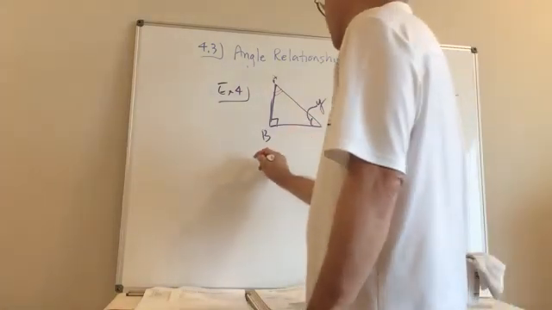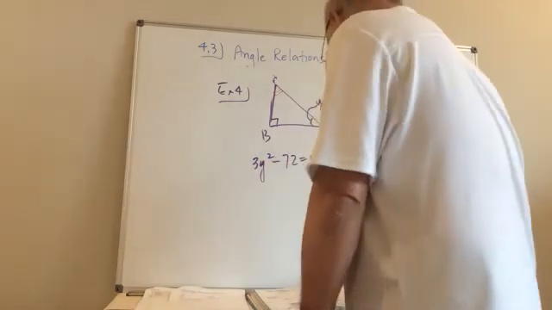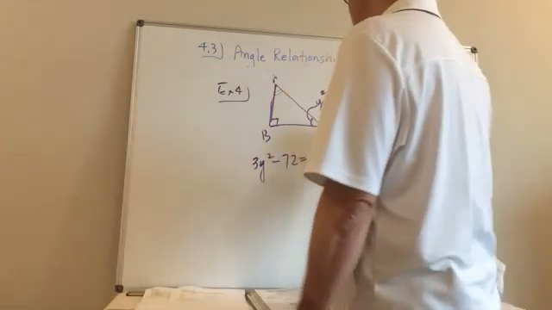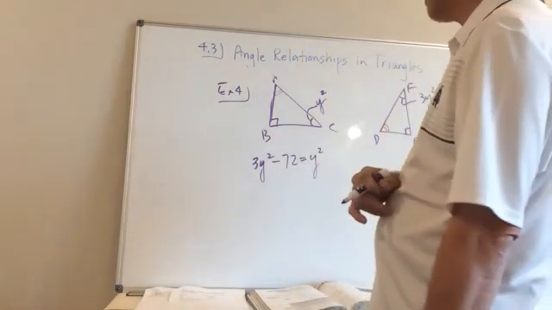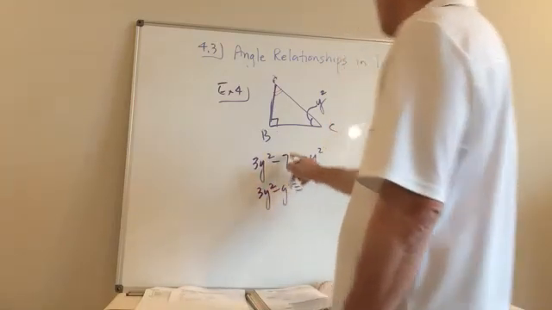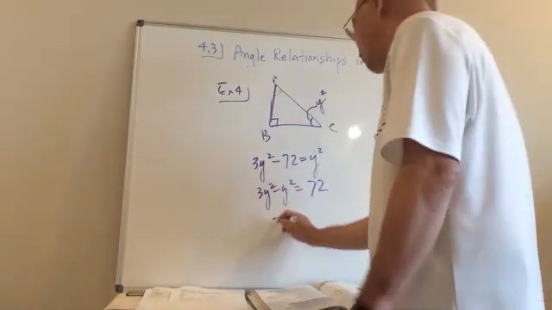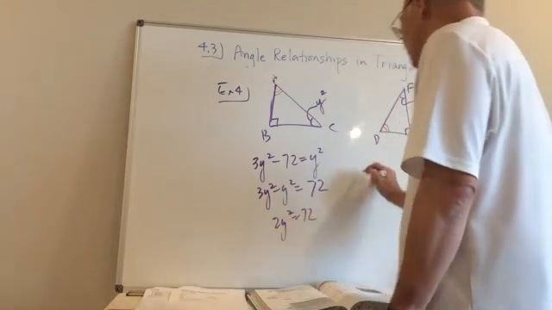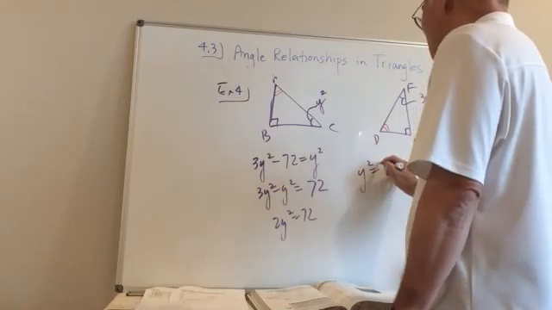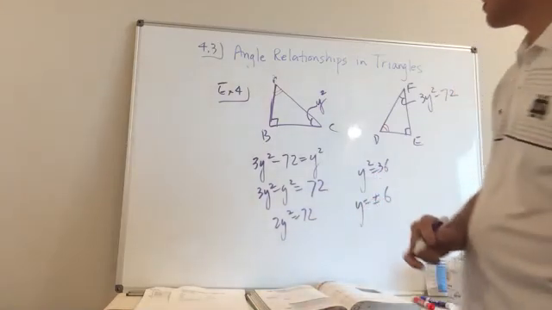So we're going to get 3y squared minus 72 is equal to y. Oh, this is y squared. I'm sorry, y squared. So I'm going to move this y squared over. I get 3y squared minus y squared. Move the 72 over here. I get 2y squared is 72. Y squared is equal to 36. Y is equal to plus or minus 6.